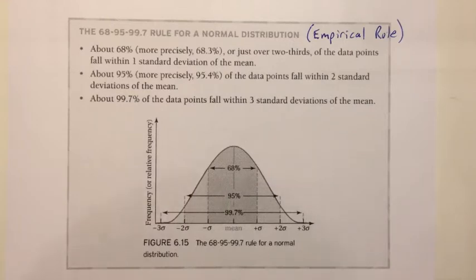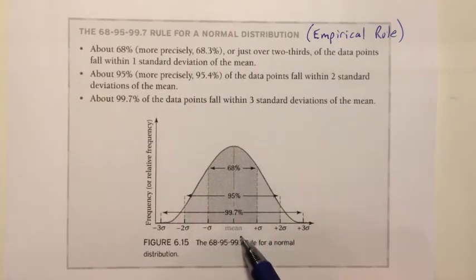What this rule says is that for a normal distribution, about 68%, or just a little over 2/3 of the data, fall within one standard deviation of the mean. About 95% of the data fall within two standard deviations of the mean. And about 99.7% of the data fall within three standard deviations of the mean. And they have a picture of that here for a normal curve.